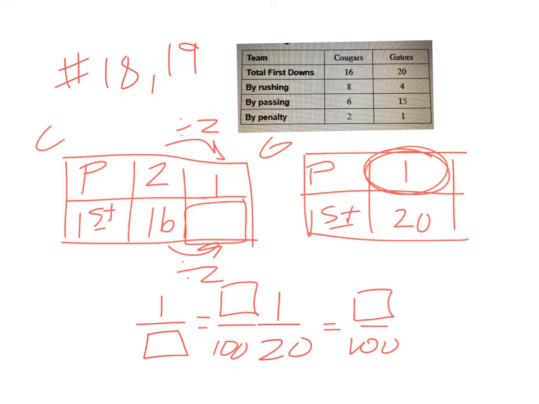Hopefully this helped. Was there another one? Let me make sure. Okay, there's another one. So let me explain 21. All right, so number 21 that had an A and a B.